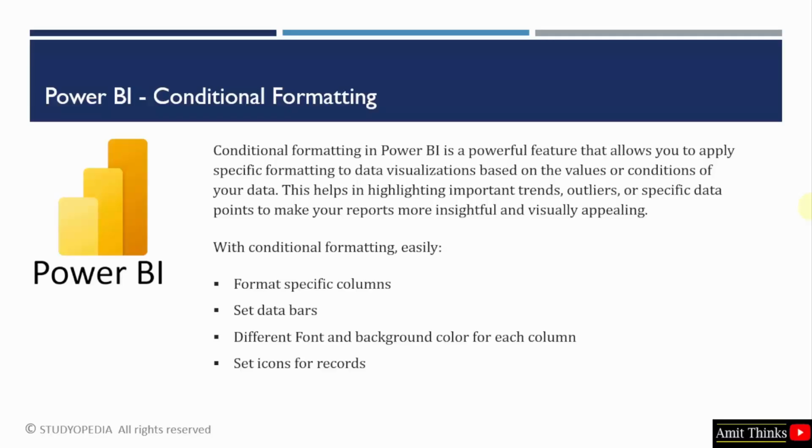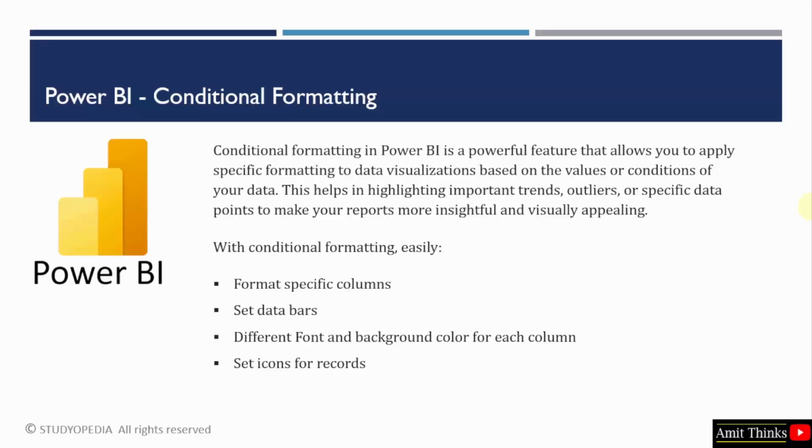So this is a feature that applies specific formatting based on the values or conditions of your data. Like you can easily format specific columns, set icons for records. You can set different font color, text color, and background color for each column. With that, you can also highlight key trends, specific data points, so that when your table is set in a report, the context is more insightful and visually appealing.